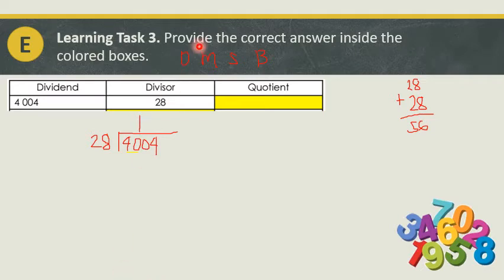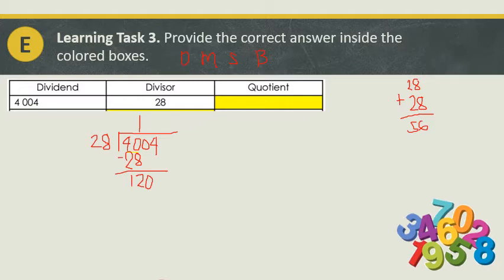Okay, anong sunod ng daddy? Mommy na, multiply. 1 times 28 is 28. After mag-multiply, so sister, so yun po ay subtract. So 40 minus 28 is 12. So, anong sunod ng subtract? So, bring down. So, baba natin yung kasunod na digit. So, yun ay 0. So, hanap tayo ng hindi lalagpas ng 120.